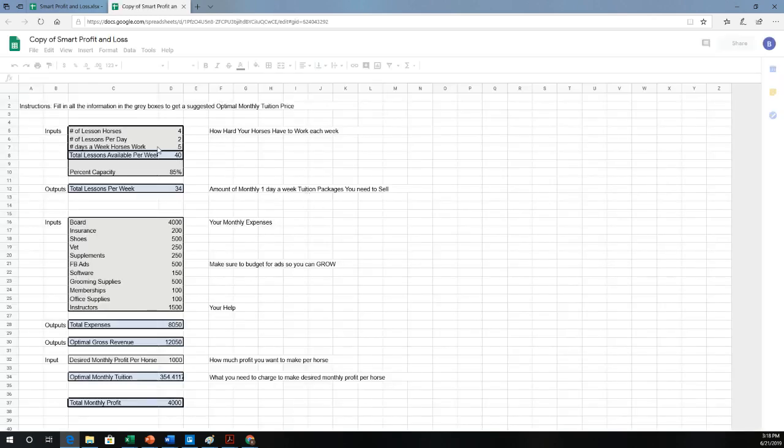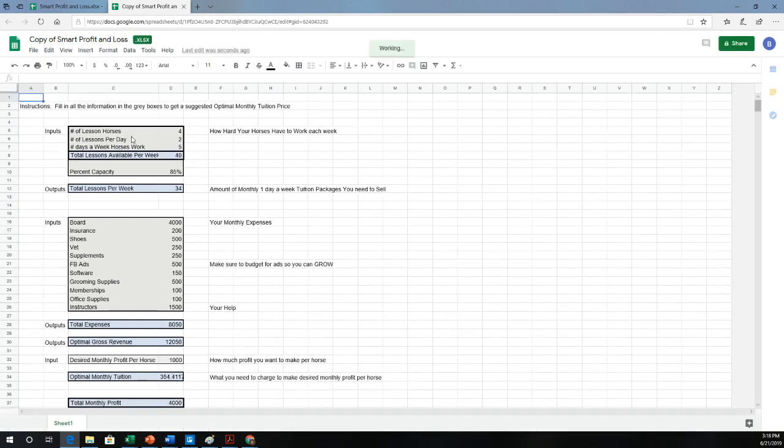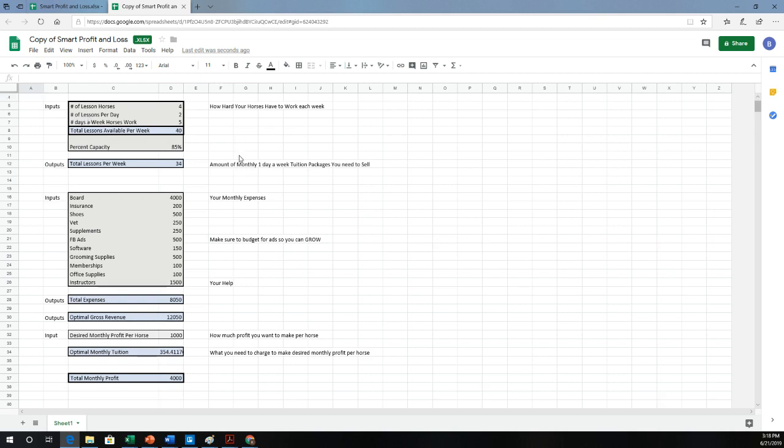So the instructions are that everything in a gray box is a number that you can edit. And then everything in a blue box, don't touch. And it's going to calculate, give you a rough idea. And obviously every situation is different. And this is just a starting point. And you might have a different offer, but this is a good starting point to think about.